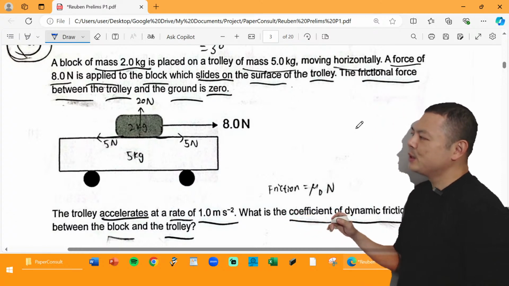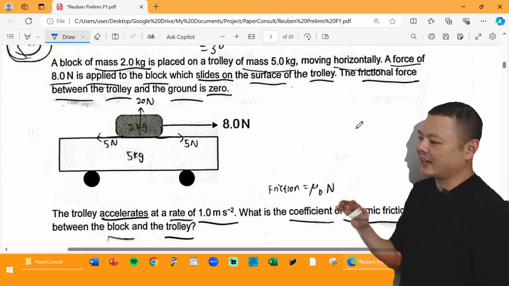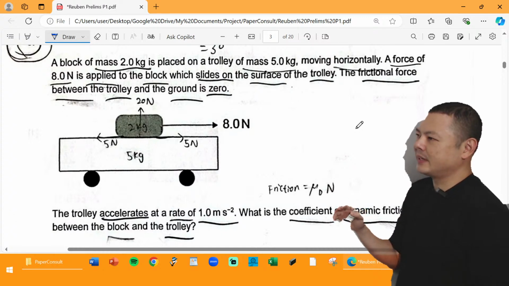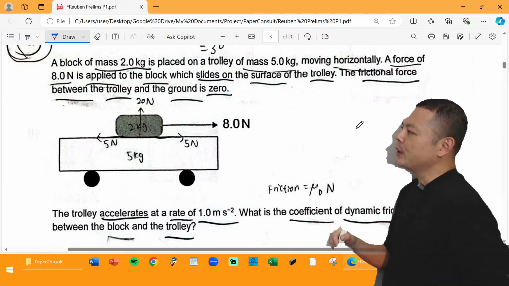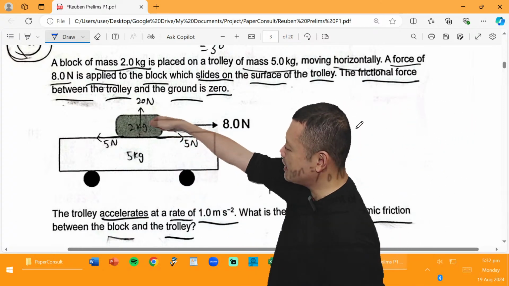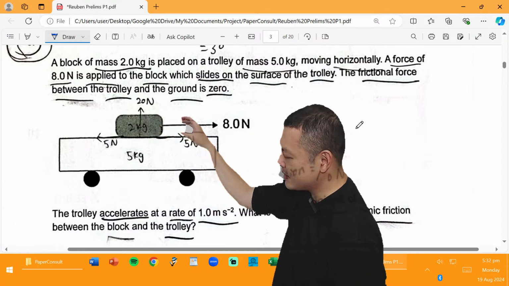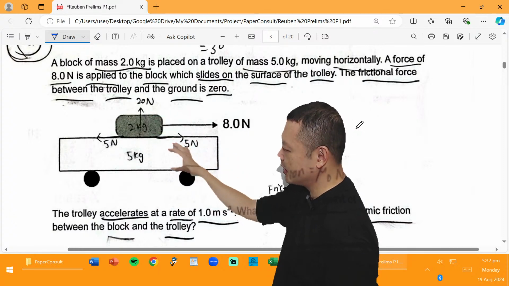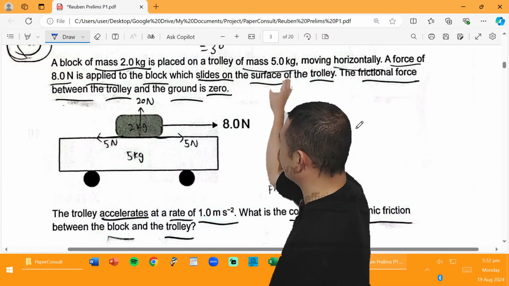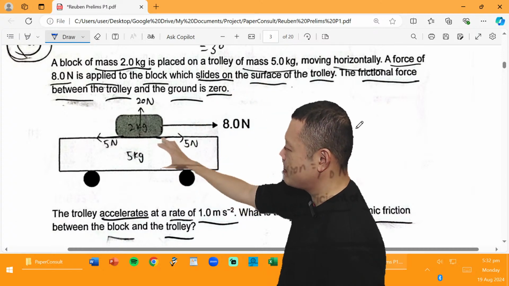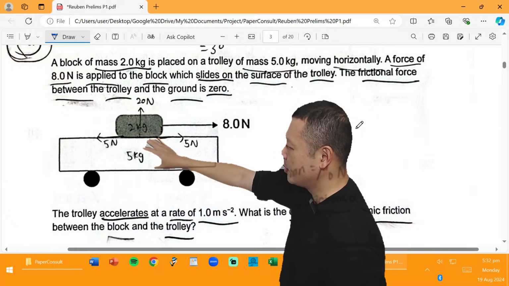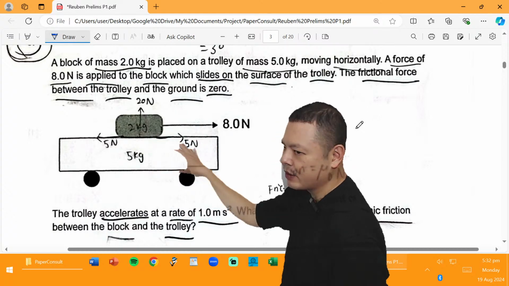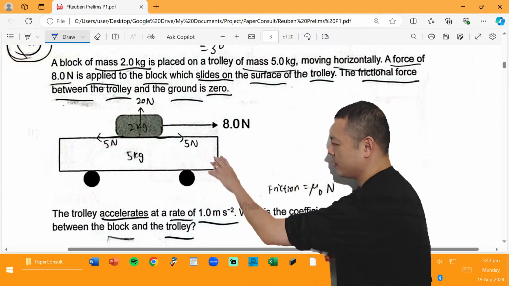Let's do this. This is one of those questions where it's a little bit more complicated, but you need to understand this. I'm pulling the mass on top. The mass slides over the trolley. They did say it slides over the surface of the trolley. Since you're dragging the mass on top, the trolley will be dragged along with it.